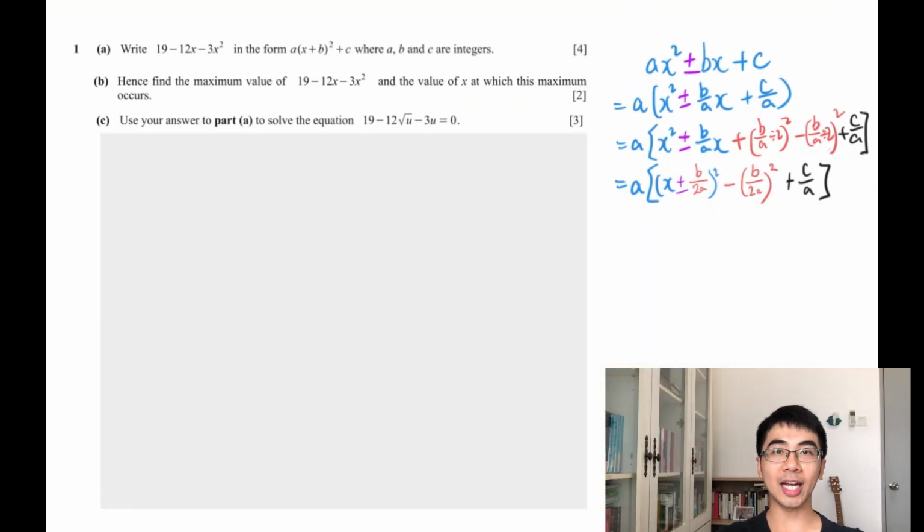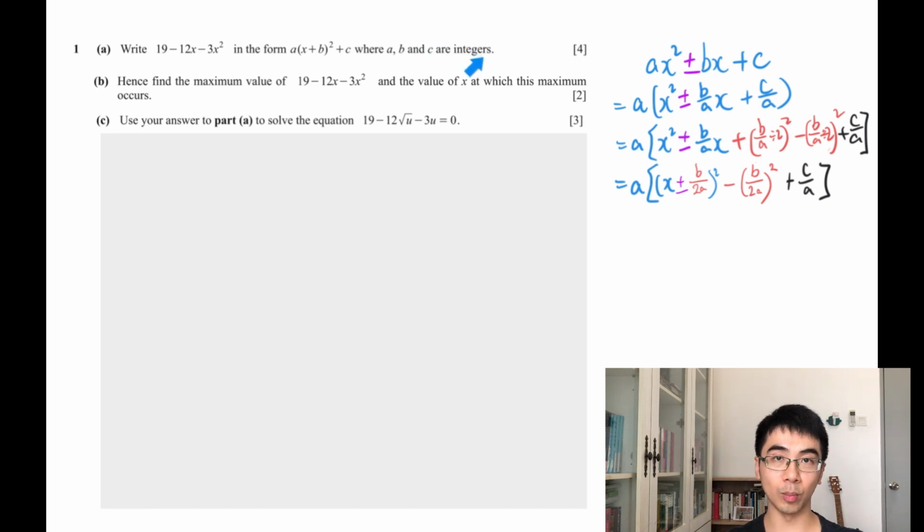Now we come to IGCSE 2023, October and November, Additional Mathematics, Paper 2, Set 1. Question number 1. This time is about quadratic function. And first, part A, we need to make this form into the form of a times bracket x plus b squared plus c, where a, b, and c are all integers.